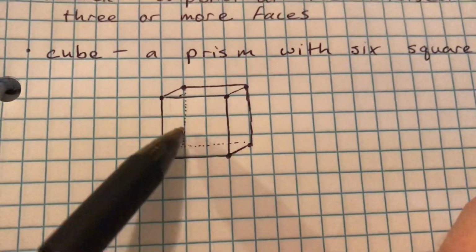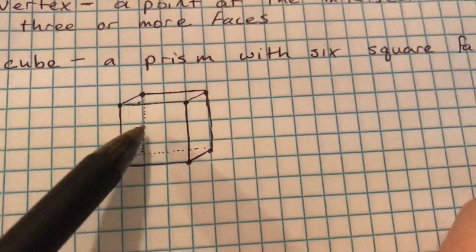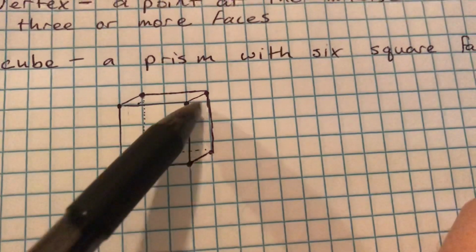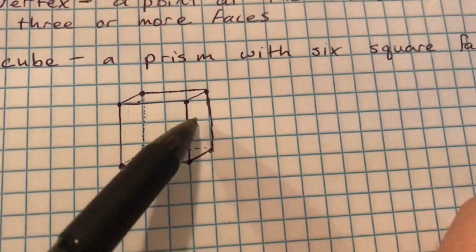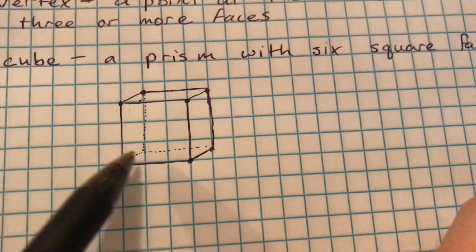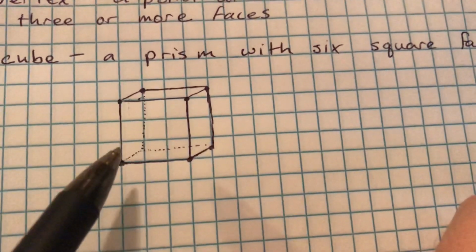This square here, it's the front facing face. How about this side here? It's a square. That's also a face. And then the top here, that's a face. But we also have faces on the bottom, on the left, and behind.